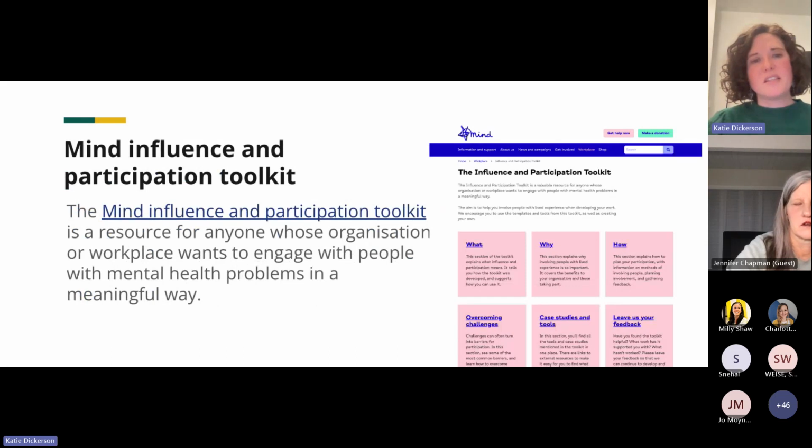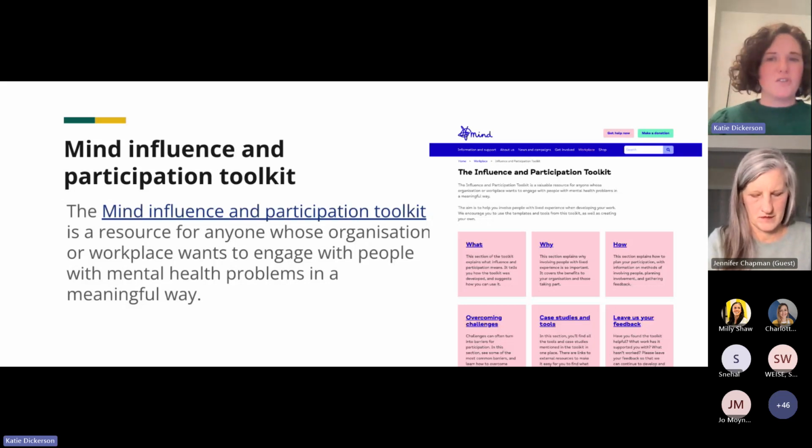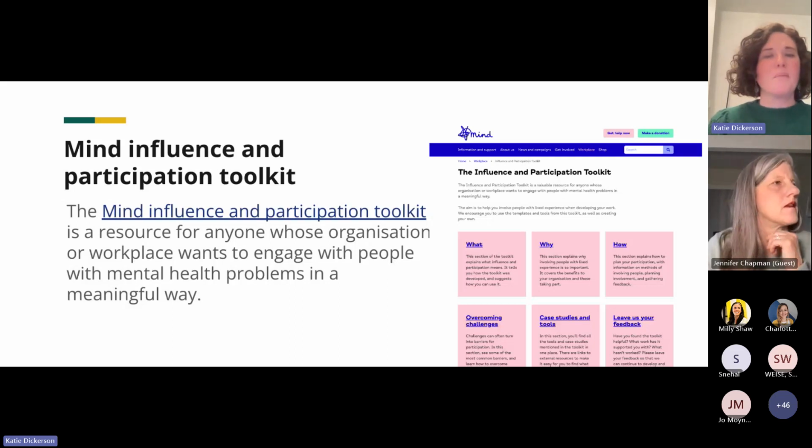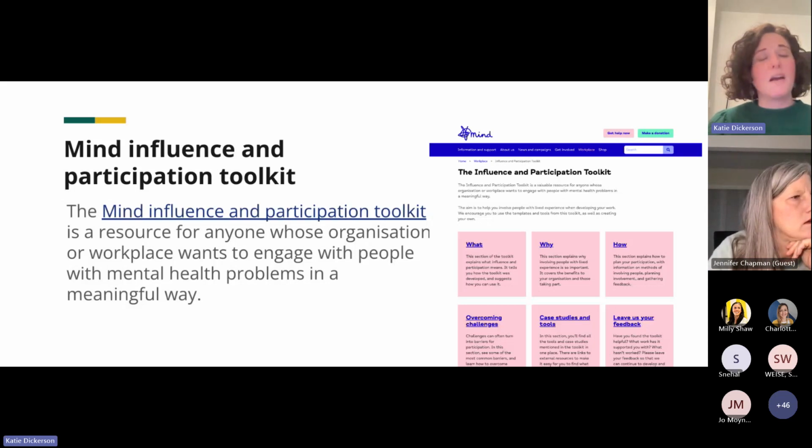And you've got the Mind, Influence, and Participation Toolkit, which is a resource for anyone whose organization or workplace wants to engage with people with mental health problems in a meaningful way. So it's all about showing people how they can design with people with mental health problems instead of for them. There's just a screenshot here of the homepage of that toolkit. But yeah, it's a really good way of getting other organizations to think about how they might be able to design things with people.